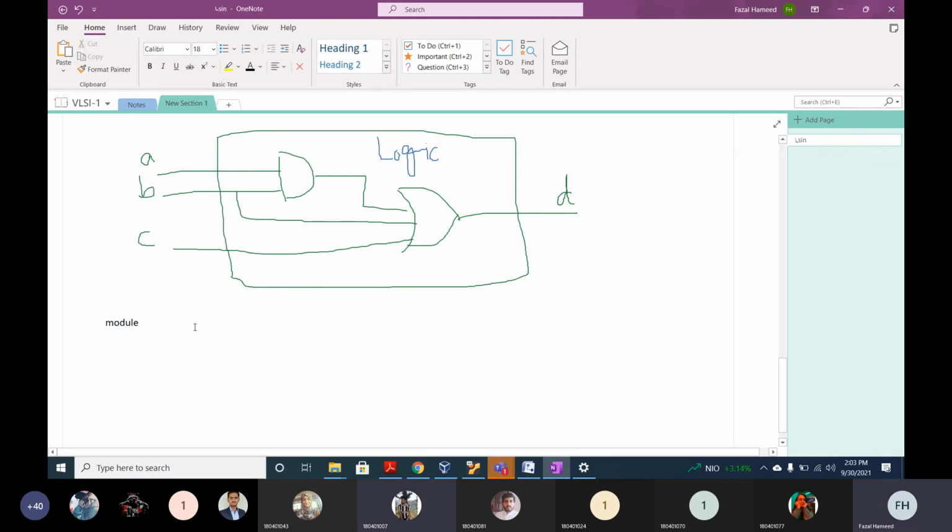Module logic, with ports A, B, C, and D. Logic is the name of the module. And then the module is followed by A, comma B, comma C, comma D. Very good. So we can write the code.